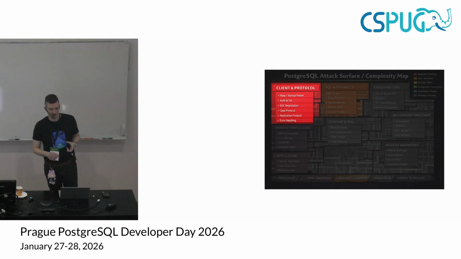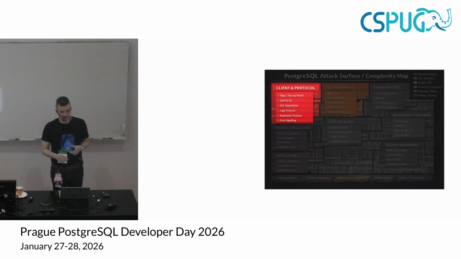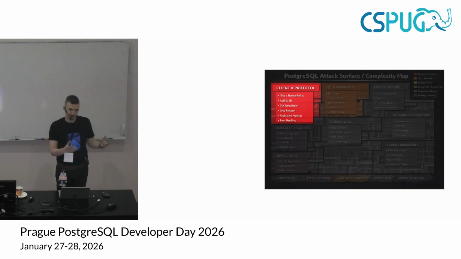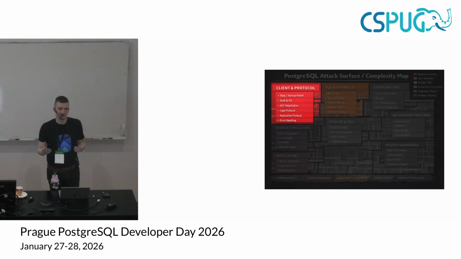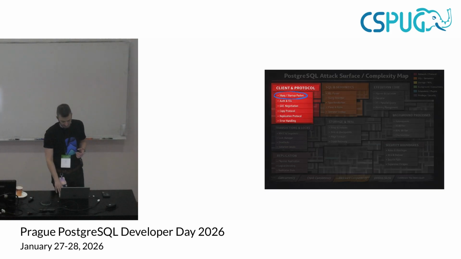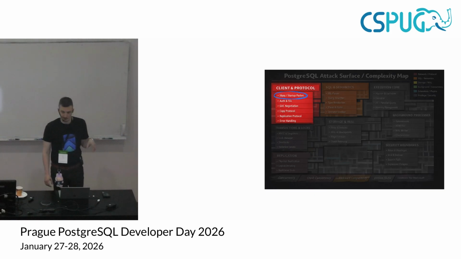Personally, I think the most interesting target is client and protocol handling, most importantly because it happens outside, it's externally available. So if there are issues there, they are much more risky than a bug in the replication protocol, which already requires some form of authentication. So in my testing, I focused on libpq.